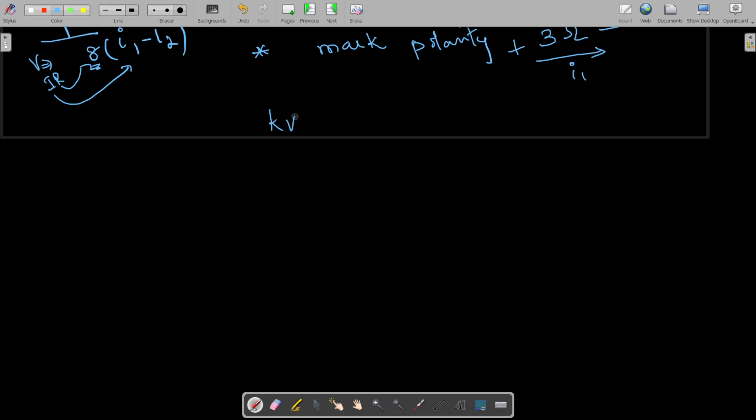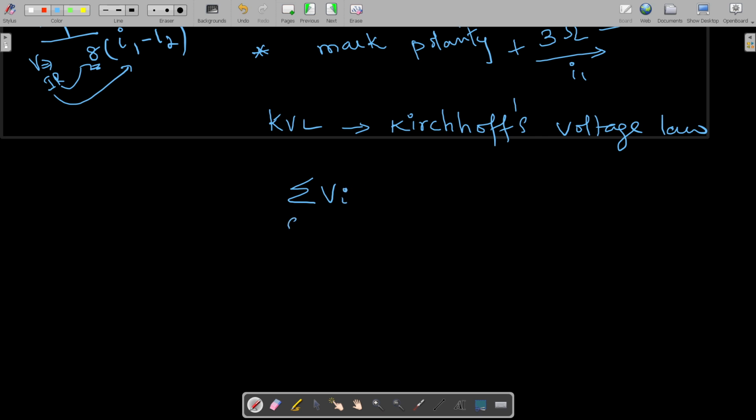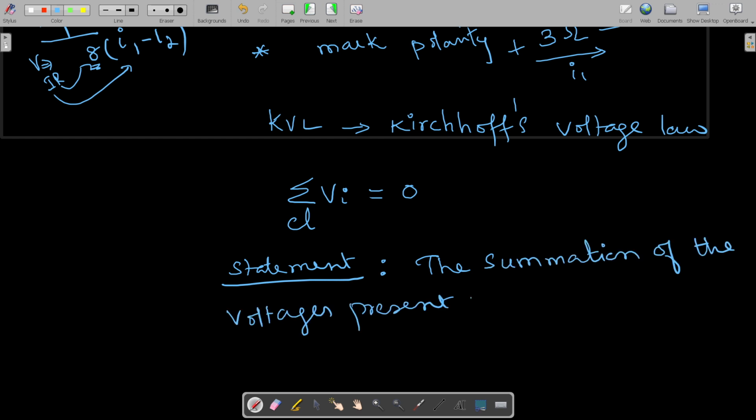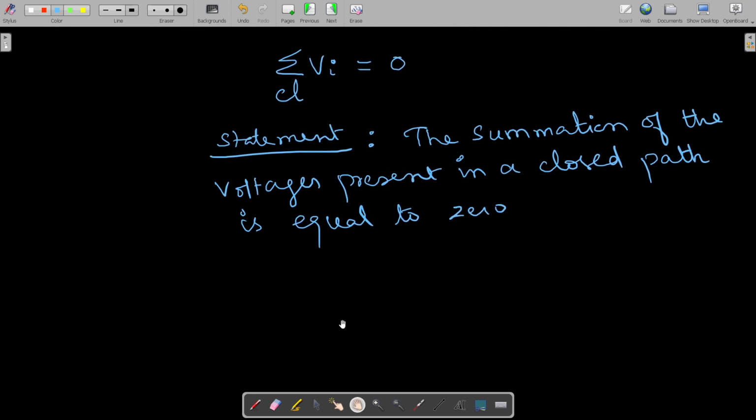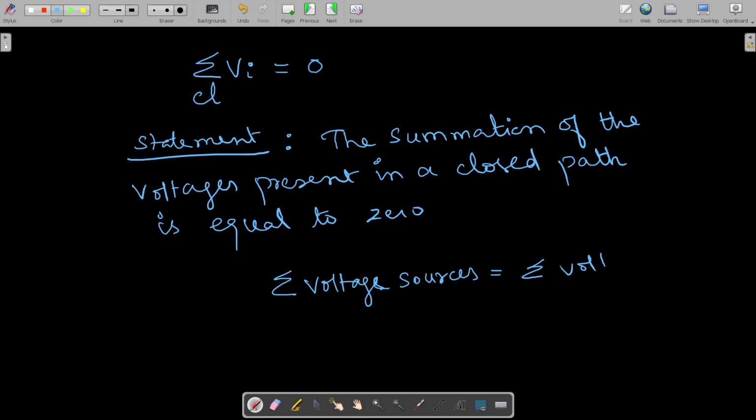So finally, I have to tell you about KVL. So what is KVL? KVL is Kirchhoff's voltage law. If you want to mention it mathematically, then simply I can write it as the summation of the voltages in a closed loop or a closed path is equal to 0. If you want to give it in statement form, the summation of the voltages present in a closed loop or a closed path is equal to 0. In other words, we can state it as summation of voltage sources is equal to summation of voltage drops.